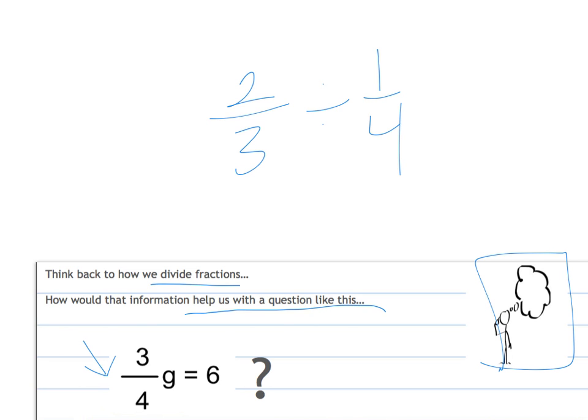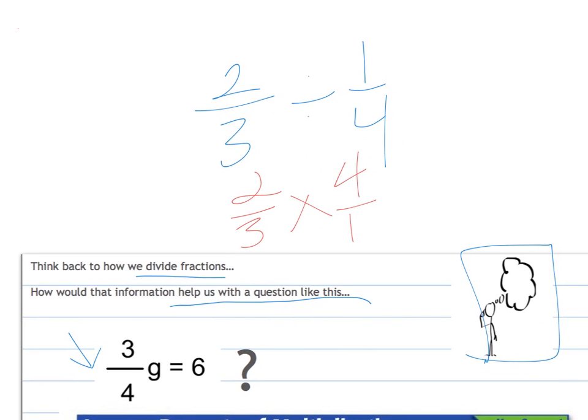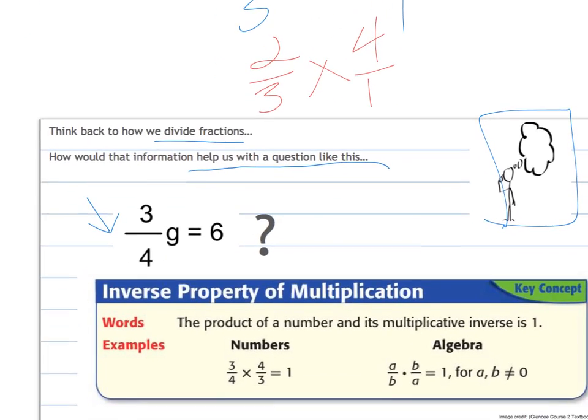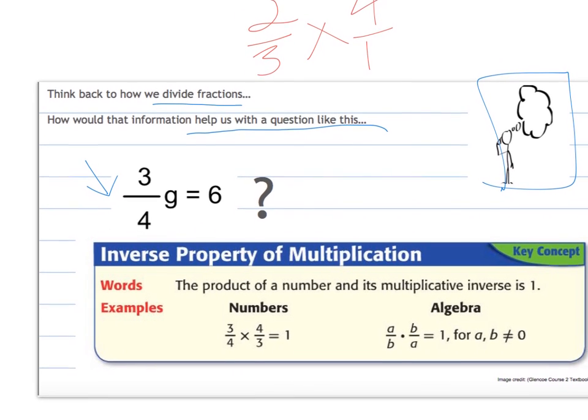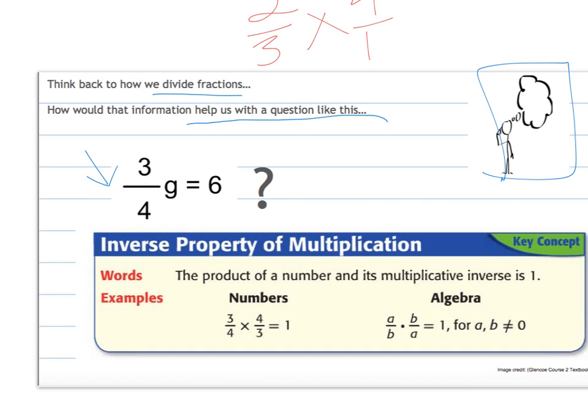You might remember that dividing fractions is easy as pie. You flip the second and you multiply. Because 1/4 and 4/1 are reciprocals, and they're inverses, multiplicative inverses rather than additive, and they multiply to 1. So how can that help you here? Well, this is a multiplication equation with g multiplied by 3/4 is 6. So it's 3/4 of what number is 6?